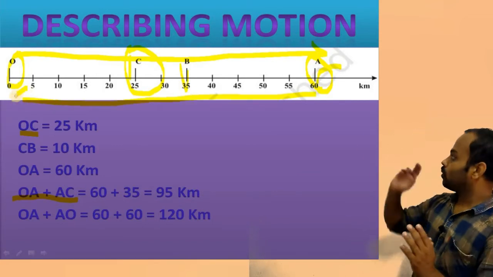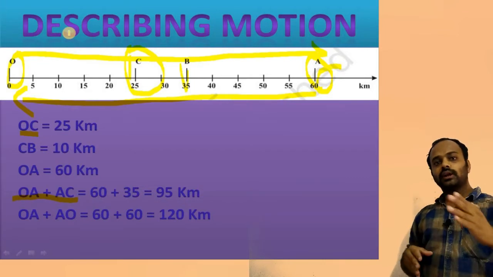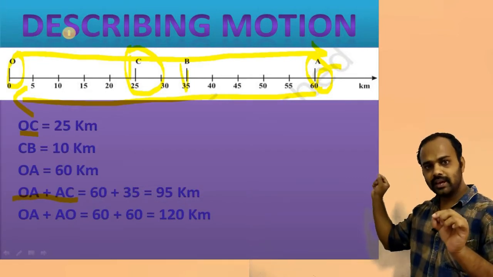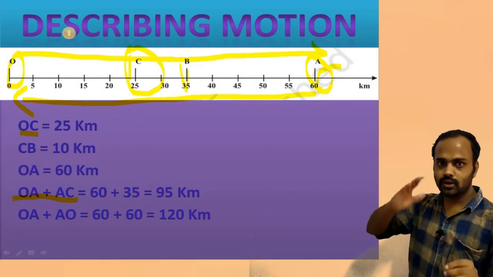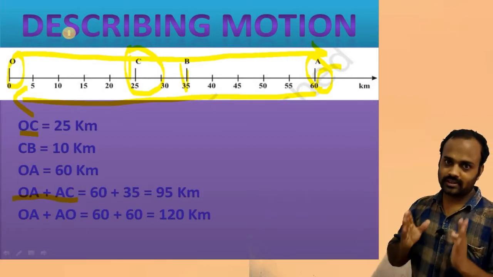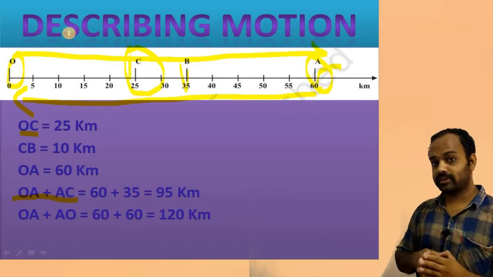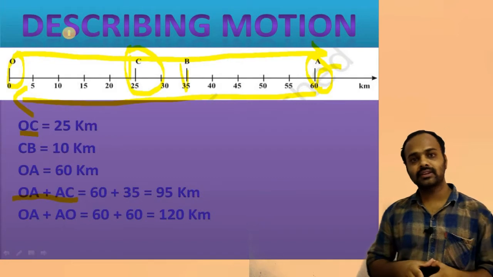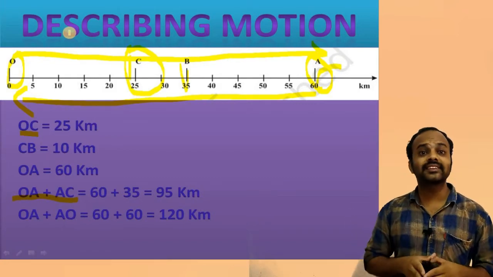Then again you moved O to A and A to O. What is the total distance? O to A is 60 kilometer, A to O is 60 kilometer. 60 plus 60 total is 120 kilometer. You moved 120 kilometer. Okay students, then what is the meaning of distance?